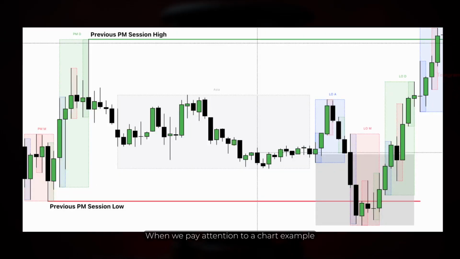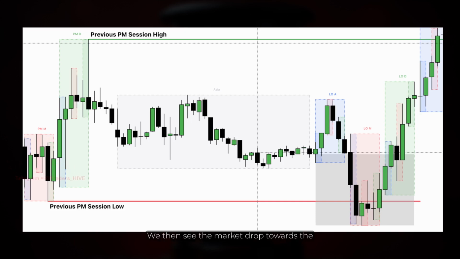When you pay attention to a chart example, what you can see is that I've annotated the previous PM session low and the previous PM session high right here. Note that the market expanded higher throughout this afternoon session. We then saw the Asia session consolidate right here, and we saw London open up. London runs higher initially, but notice that it just falls short of the high of Asia. Meaning, instead we see more buys would be engineered above these highs right here.